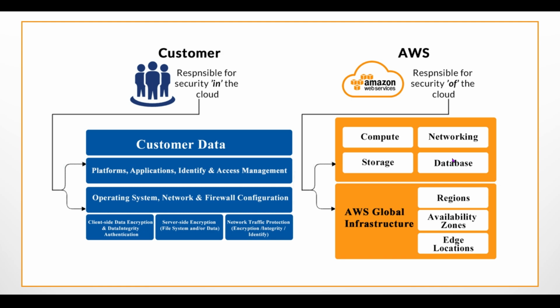There are two ways of looking at it, right? Physical encryption is taken care of by AWS, whereas the OS level encryption or the disk level encryption or the client side encryption has to be taken care of by the customer.